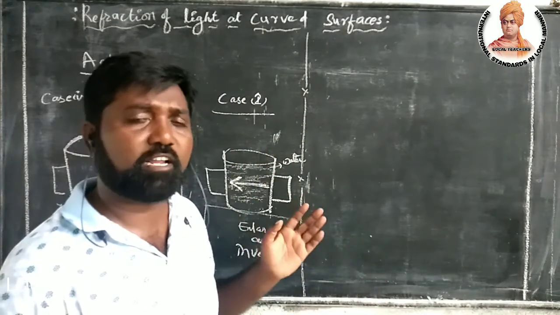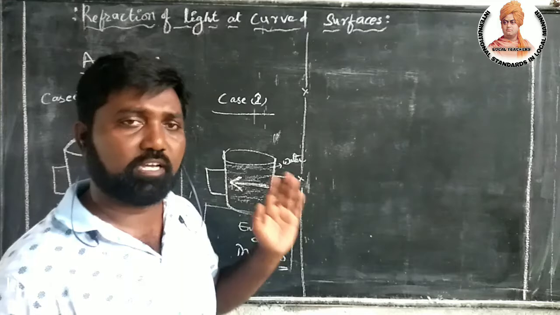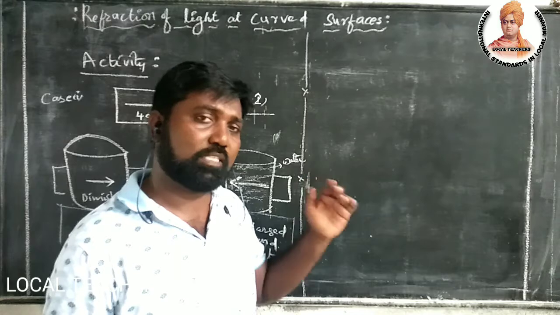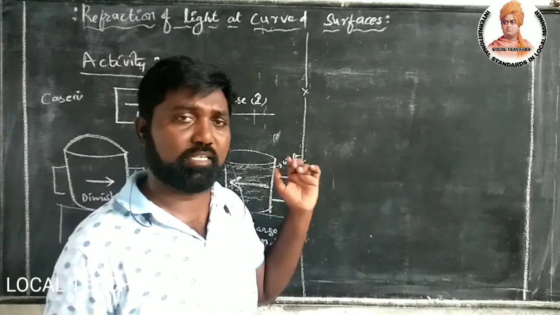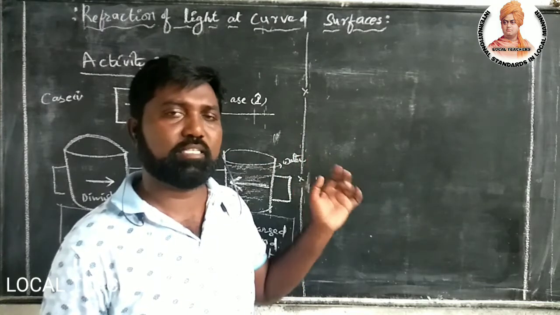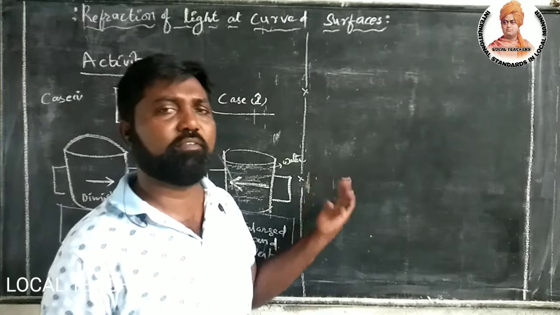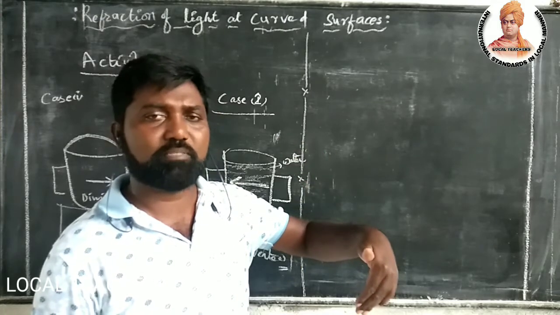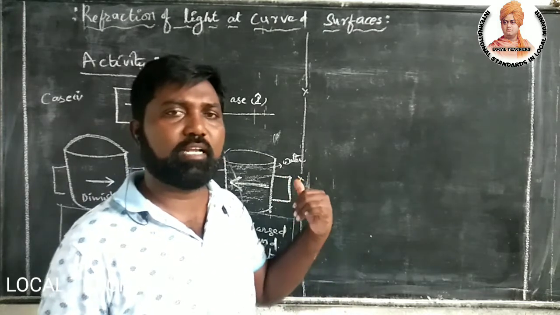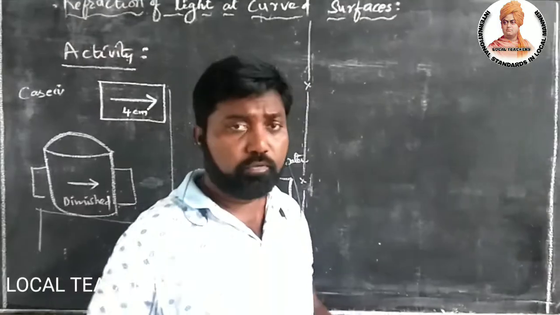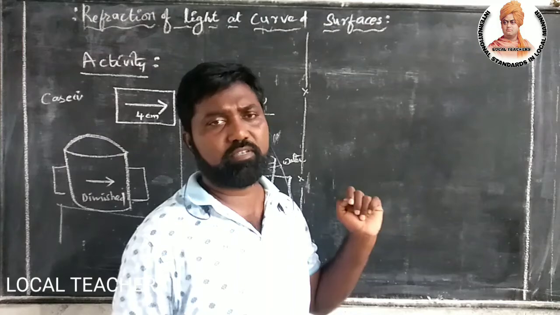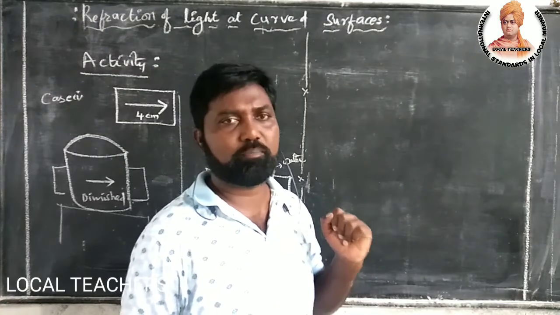So why are we getting this type of images? By the refraction effect only. In the first case, the arrow looks like a diminished image, because the cylindrical shaped glass vessel is empty. In the second case, we filled that with water. For the same setup, the arrow seems to be enlarged and inverted. So before entering into a deeper discussion of refraction of light at curved surfaces, we will discuss some important points.